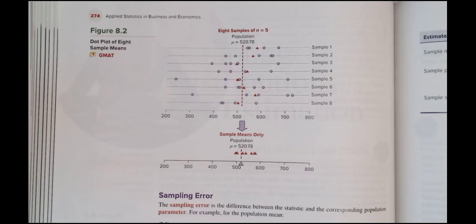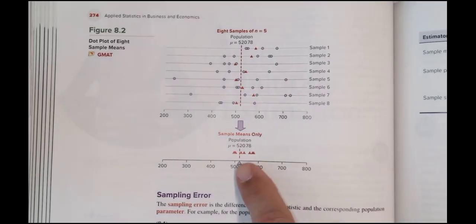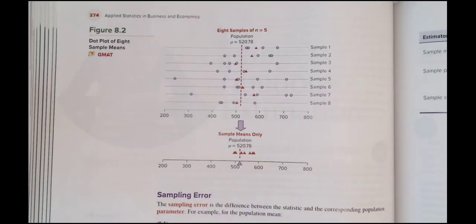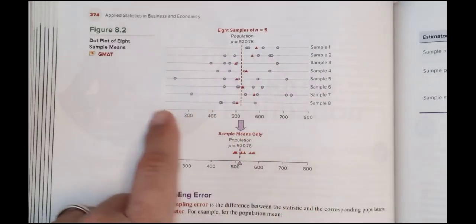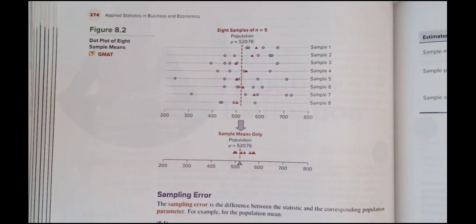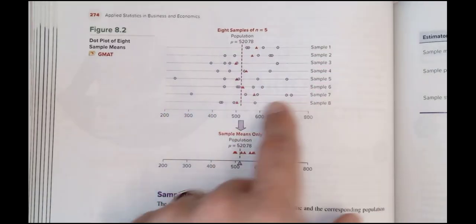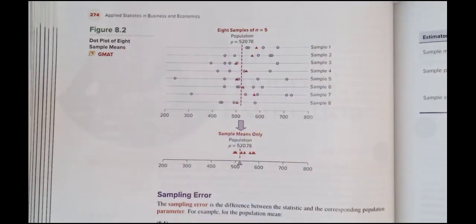But I can take the averages. Now I have 8 pieces of information, right? I have 8 averages, and I look at the distribution of those. And that's this down here. And that seems to cluster around the global population average that we were expecting, 520. It might be a little lopsided to one side, but it's closer than these individual averages are, right? So what we have here is an example of variation from sample to sample.